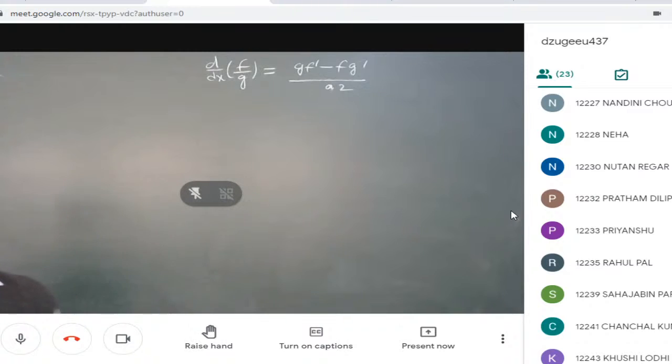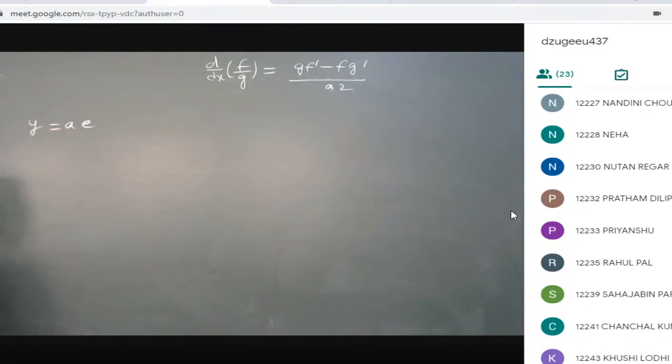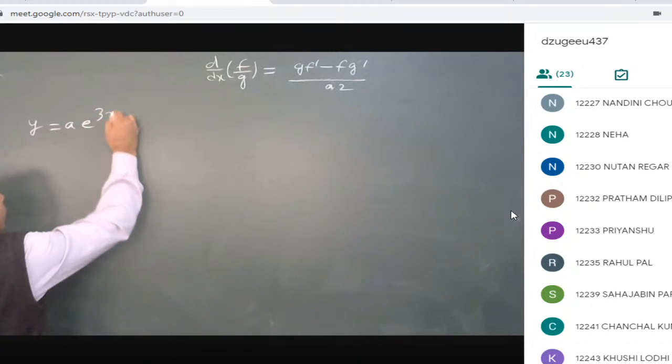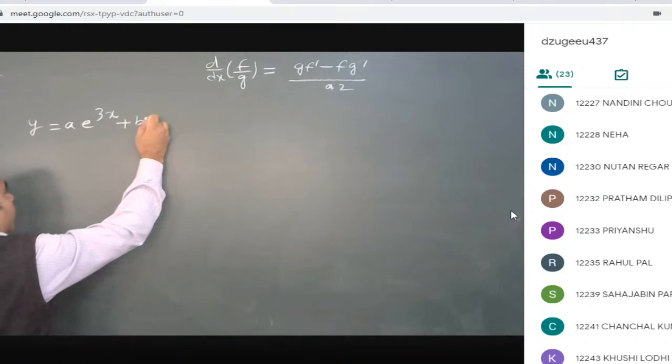Yes. y equals a e to power 3x plus b e raised to power minus 2x.